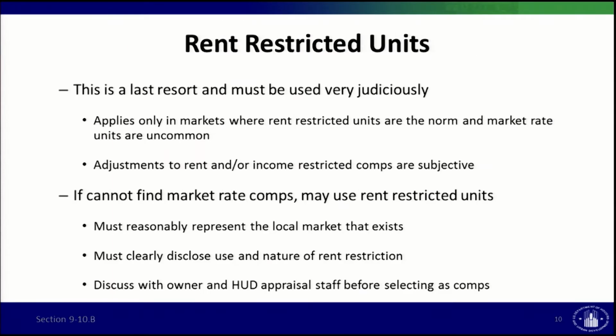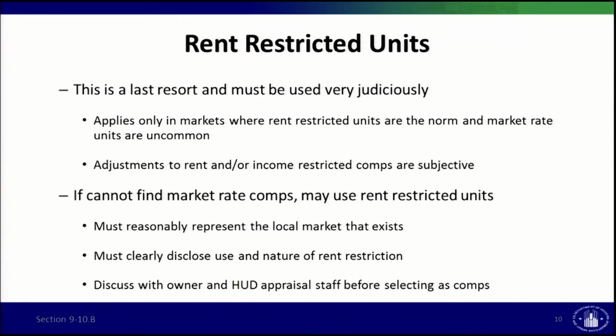Using rent-restricted units is a last resort. You should not even think about using this type of project unless rent-restricted units are the norm and market rate units are uncommon. You must clearly disclose in the RCS that you have used rent-restricted units and the nature of the rent restriction. Before selecting these types of projects as comps, please make sure to discuss the issue with the owner and HUD appraisal staff.